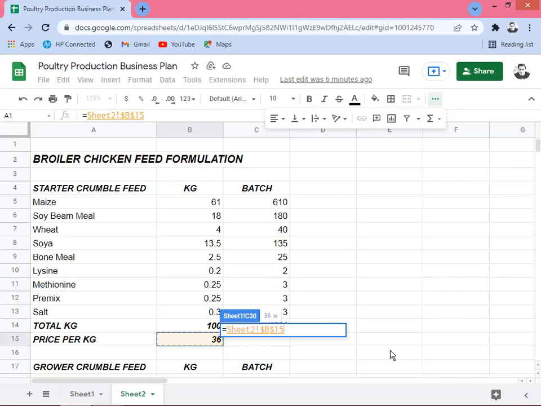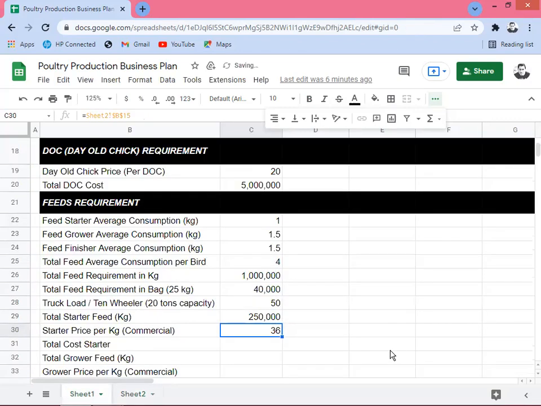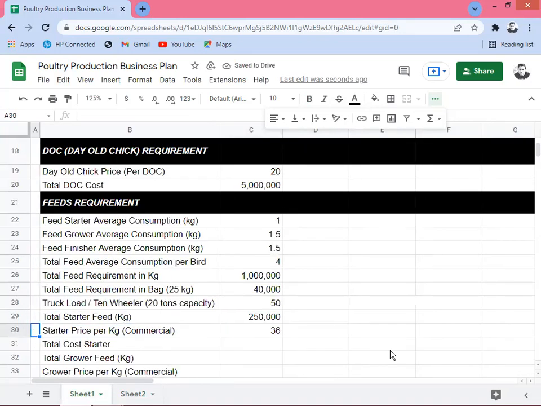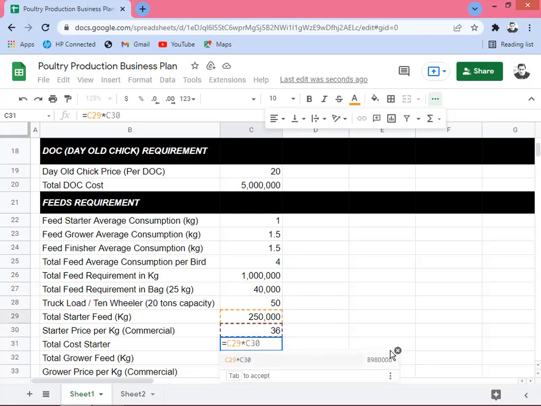Okay, so that when we copy it here, it will copy the same amount coming from the same cell location. So how much then is the total cost for the starter? You have to multiply the 250,000, the total volume of the starter feed, multiplied by the amount, 36 pesos or rupees. And that would be 8.